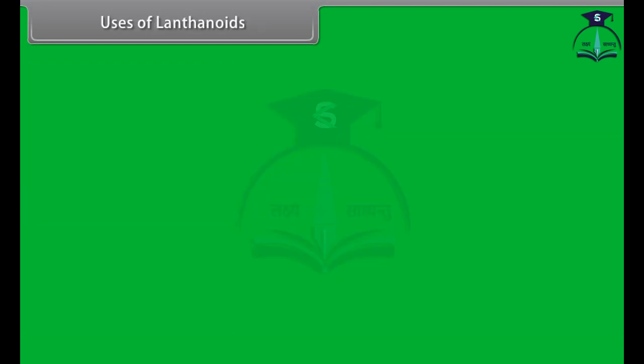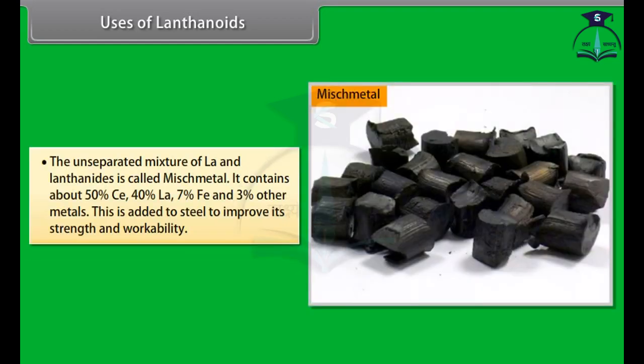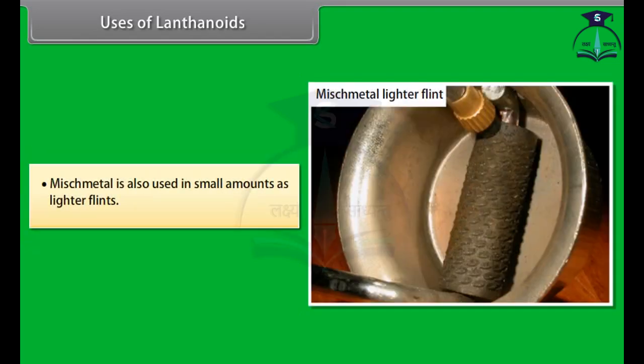Uses of lanthanoids. These metals are not much used. The important uses of lanthanoids are the following. The unseparated mixture of lanthanum and lanthanides is called mixed metal. It contains about 50% cerium, 40% lanthanum, 7% iron, and 3% other metals. This is added to steel to improve its strength and workability. Mixed metal is also used in small amounts as lighter flints.